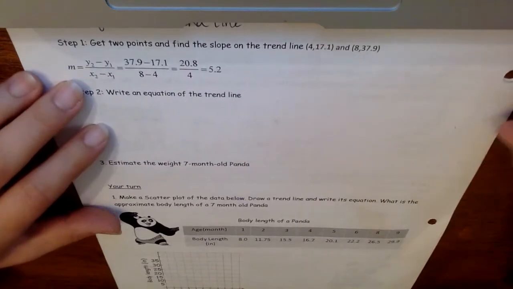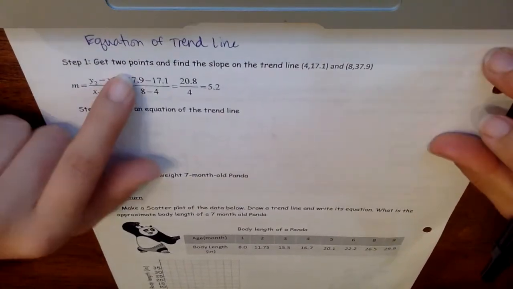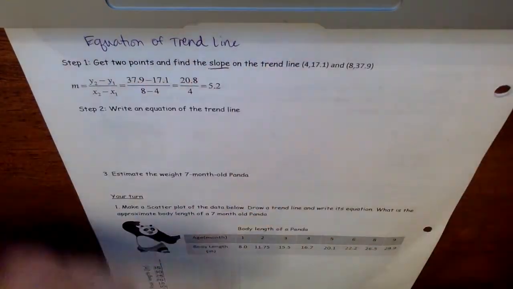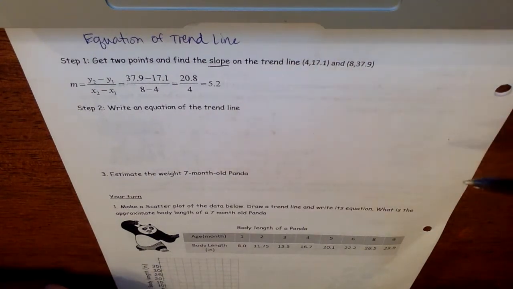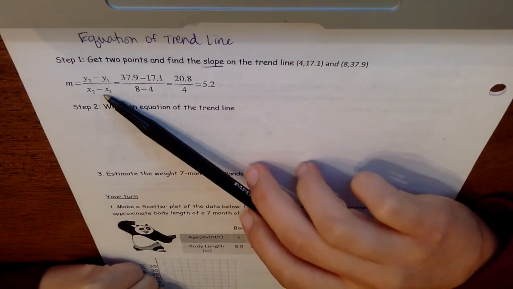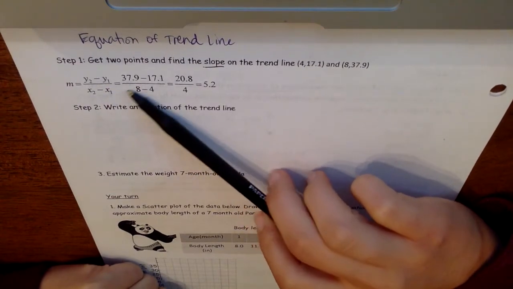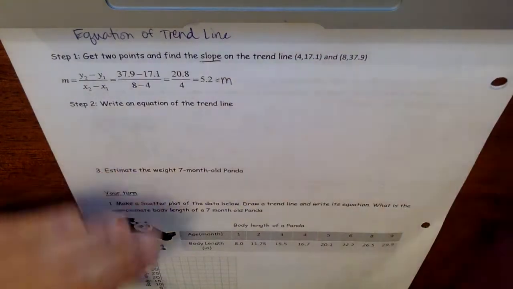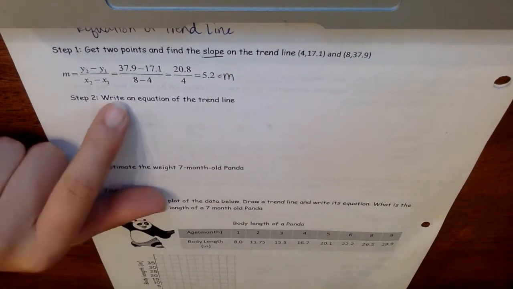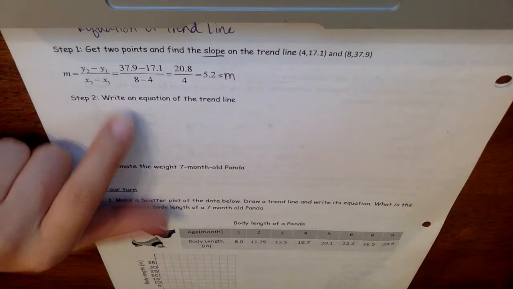To find the equation of a trend line, first you need to find the slope. In this example, it gave us which 2 points to use, 4 and 8, and it actually already calculated the slope. y minus y over x minus x, simplify, and we have the slope. So m equals 5.2.